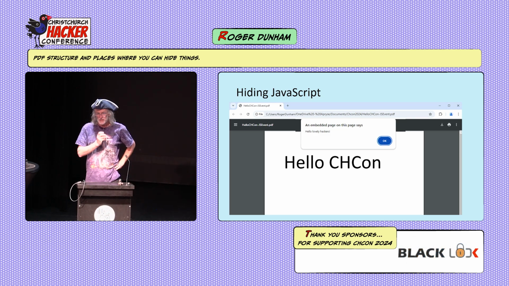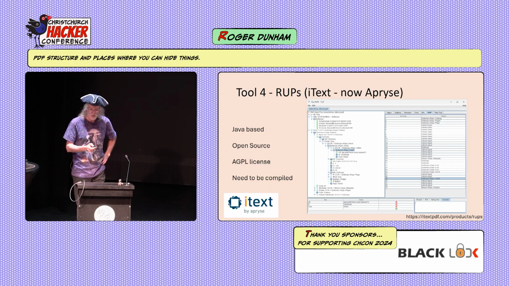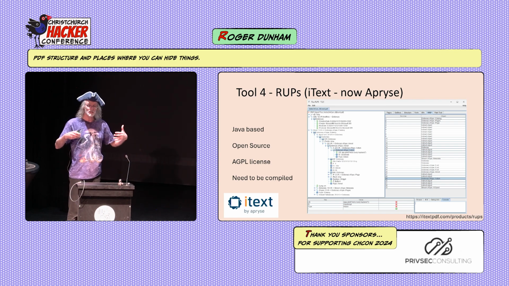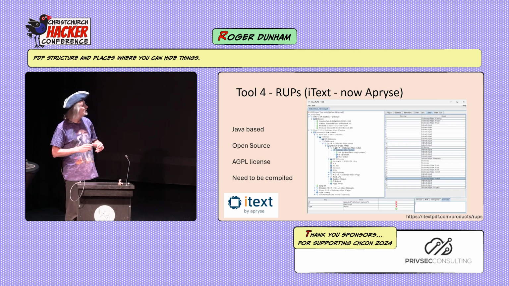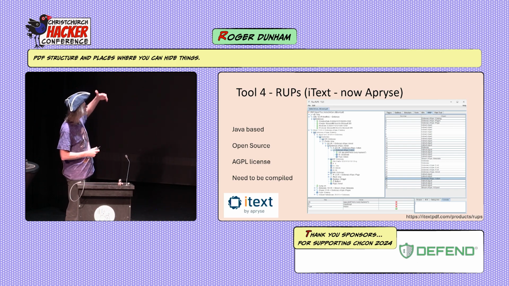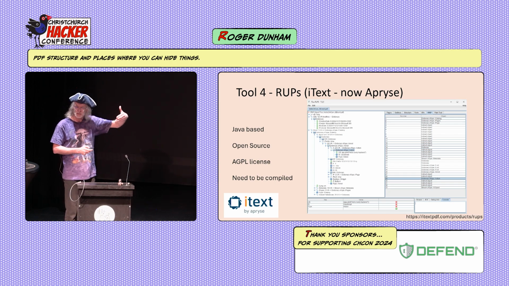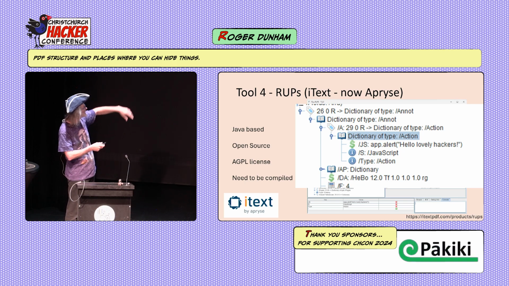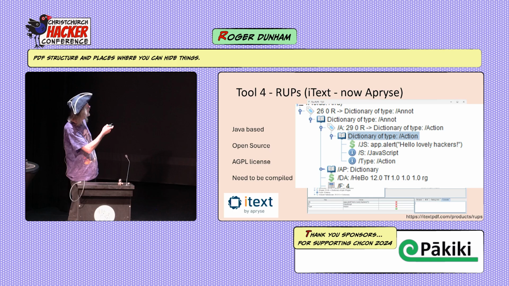This brings us on to our fourth tool, called RUPS, which is by iText, who were one of the major PDF-producing libraries. It's now part of the Apprise family. And you can see here there's a whole lot of information, much of which is the same as CosEdit, but we can dive into it a little deeper. And for example, here we can see this is where the JavaScript's happening and what was actually written in the JavaScript. It's in the file. That's fine.